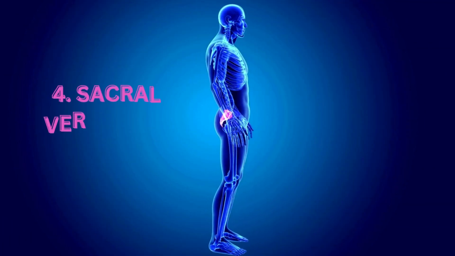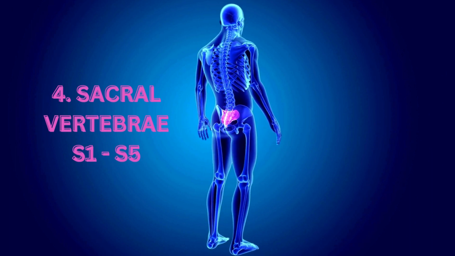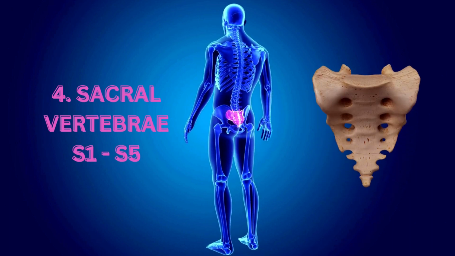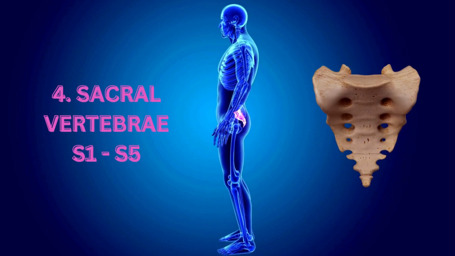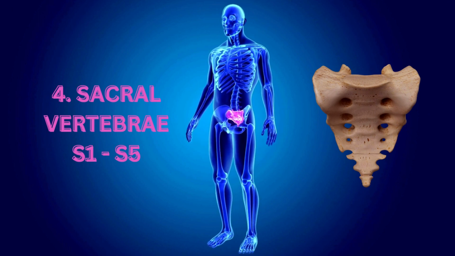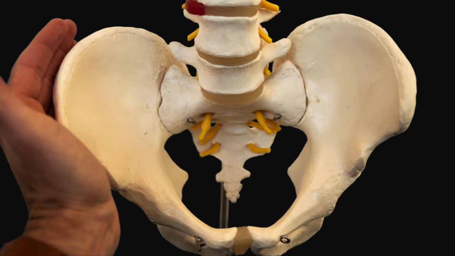4. Sacral vertebrae, S1 to S5. Fuse together to form the sacrum, forming a triangular-shaped bone. These vertebrae are located below the lumbar region and connect the spine to the pelvis. Contains sacral foramina for the passage of spinal nerves. Articulates with the pelvis, contributing to the pelvic girdle.